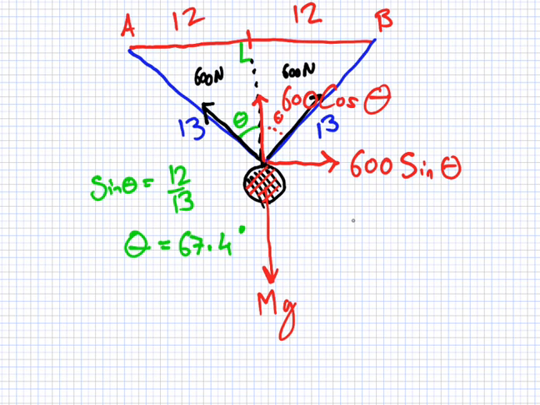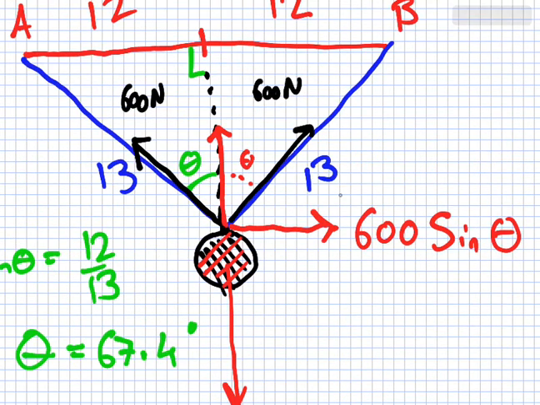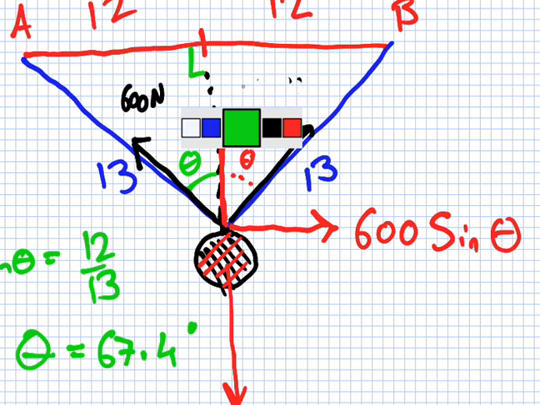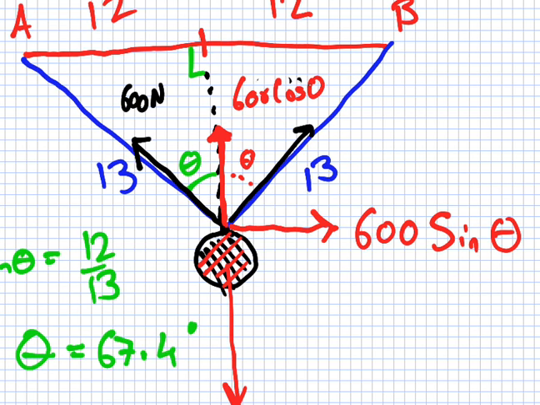Sorry, not very clear. So here's theta. I'm saying that this red piece here, that's 600 cos theta. I don't know how clear I can make it. Look, the opposite is in the red, like the blue line.